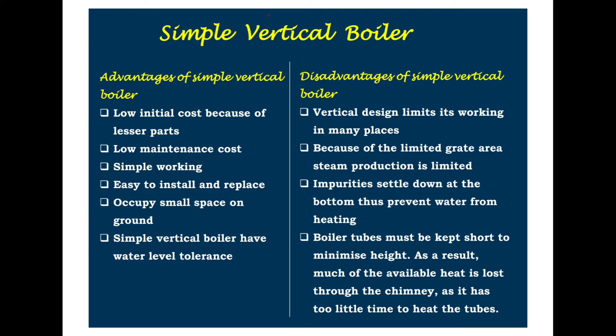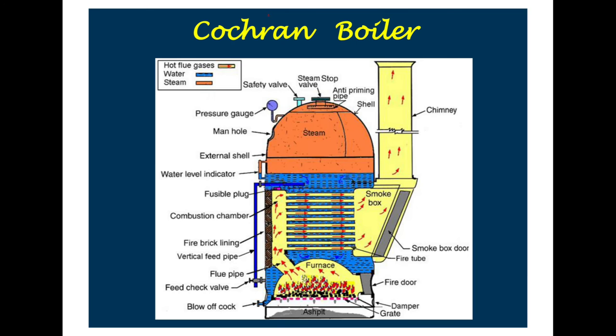According to the disadvantages of the simple vertical boiler, because of the limited grate area, steam production is limited. Impurities settle down at the bottom, thus preventing the water from heating. Boiler tubes must be kept short to minimize heat. As a result, much of the available heat is lost through the chimney. As it is, it has too little time to heat the tube.